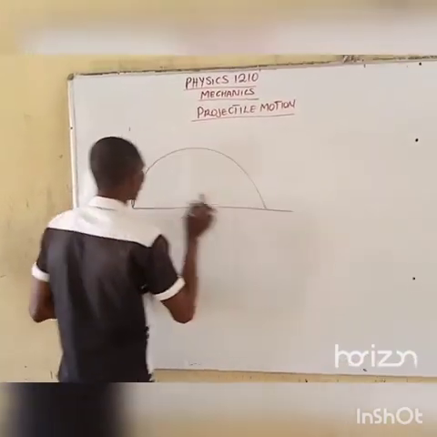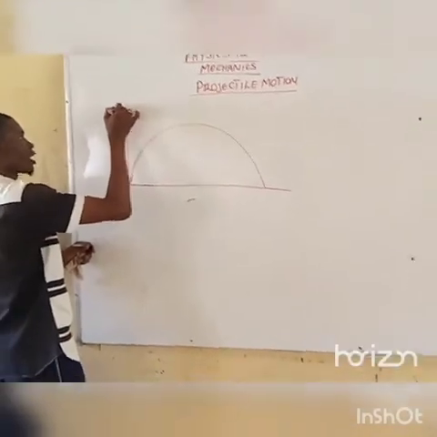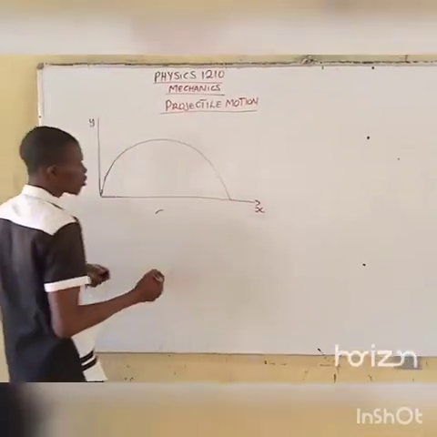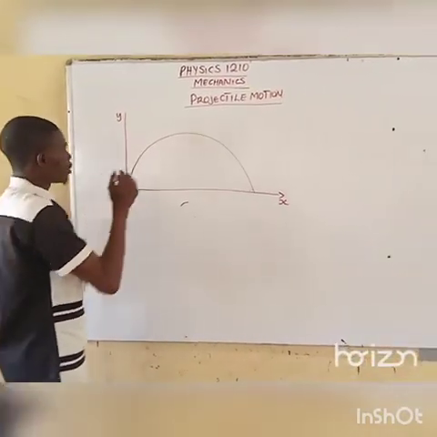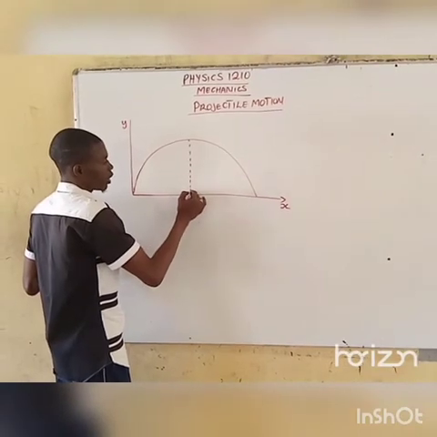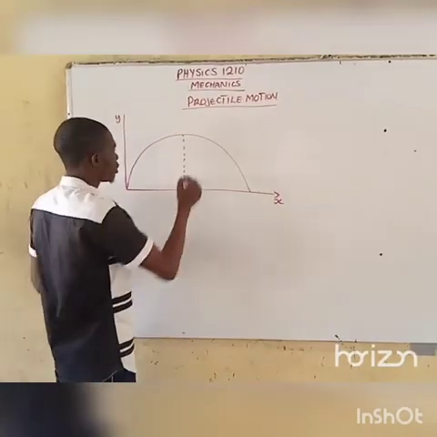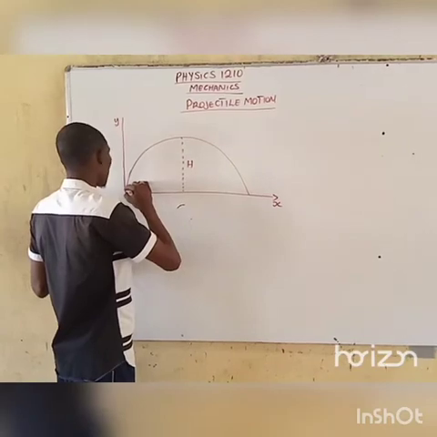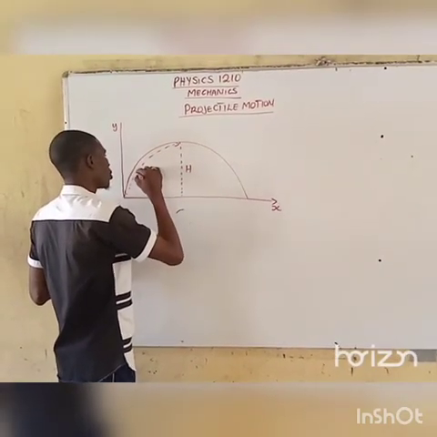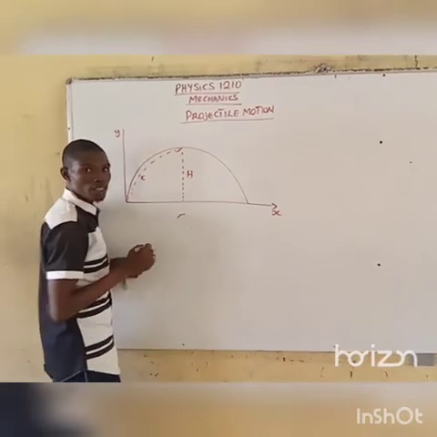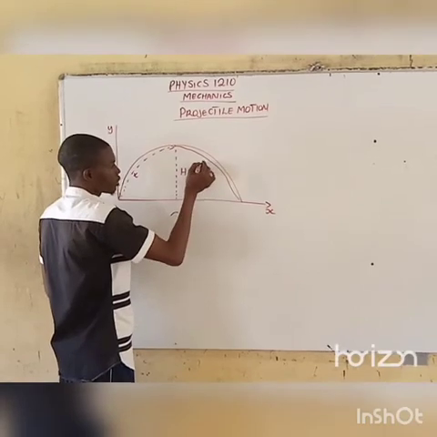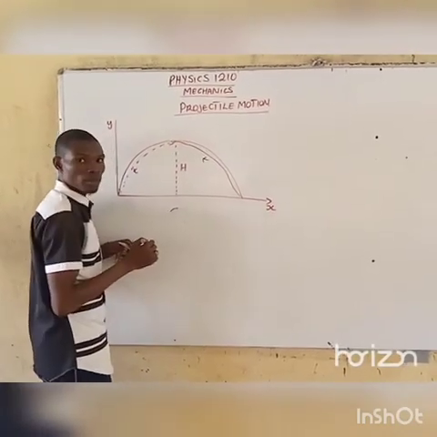Projectile motion. So this place is referred to as the y-axis, which is the vertical axis, and this place is the x-axis, which is the horizontal axis. Then we have the maximum vertical distance reached, which is called the maximum height. The time it will take for it to move from this place to this place is called time to reach maximum height. Then the time from here to here is referred to as time to return from maximum height.